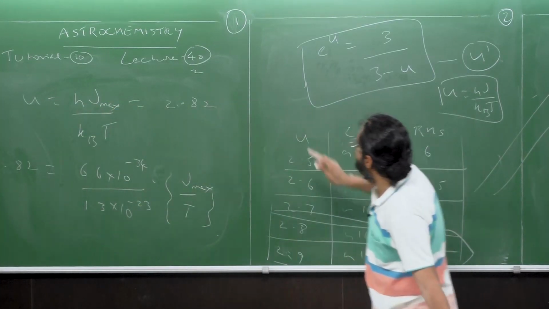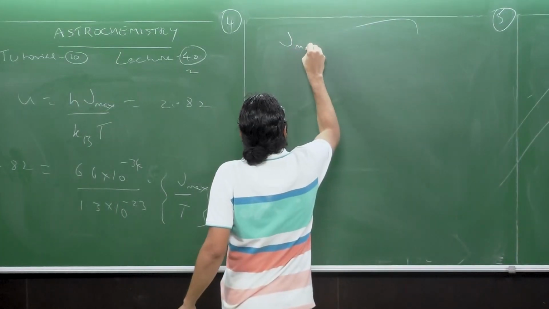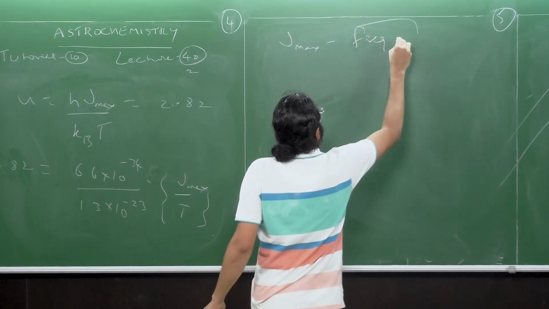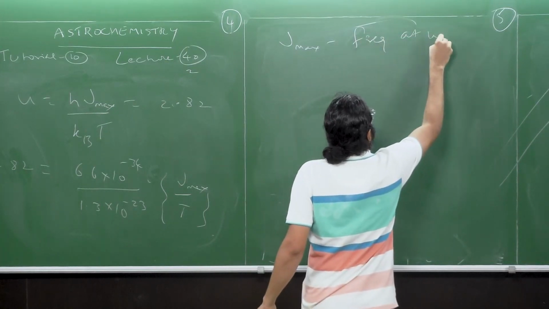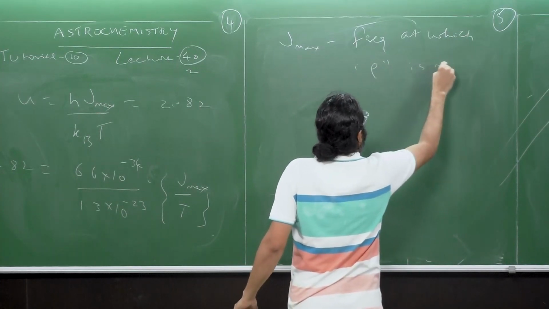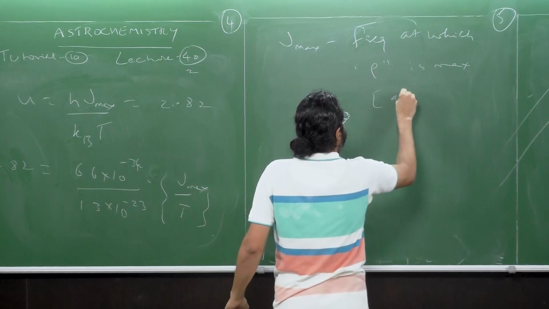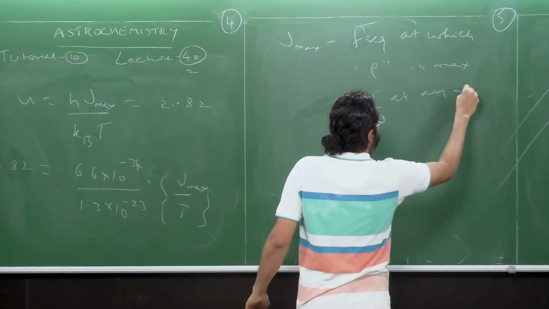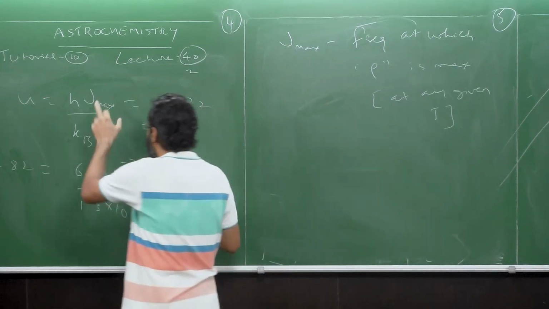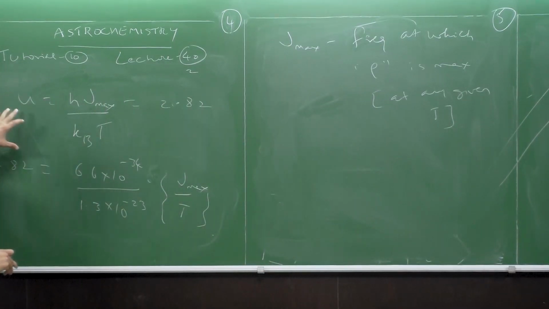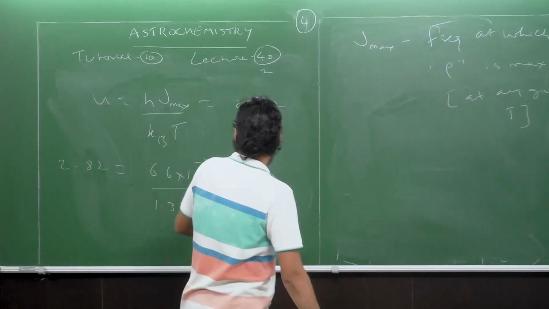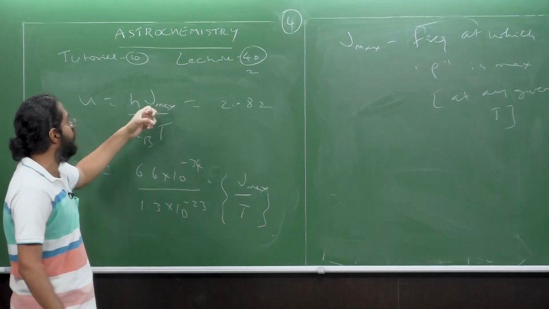Wait, I'll write it here precisely. Nu max, the frequency at which rho is max at any given temperature. Because this has to be nu max, since we obtained it by setting d rho by d nu equals 0, right? So please notice this, and understand why suddenly I changed my nu to nu max here.